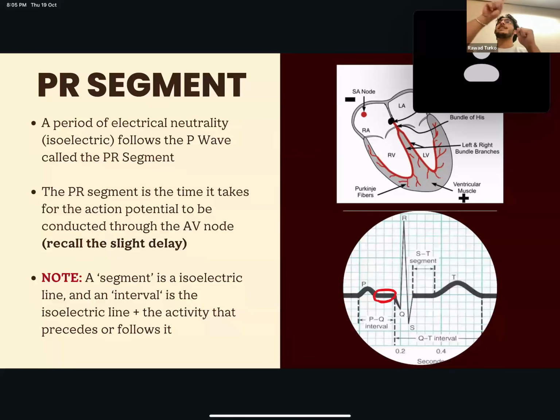So is there any electrical activity taking place during this little segment? None at all. And that's why we have an isoelectric line, an isoelectric portion on the ECG right after the P wave. We call that the PR segment. Does that make sense? Yes. Okay, perfect.